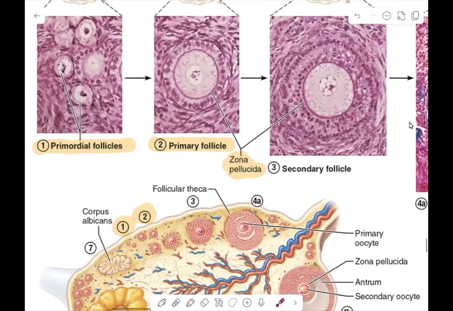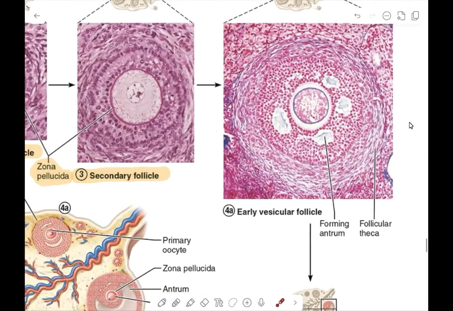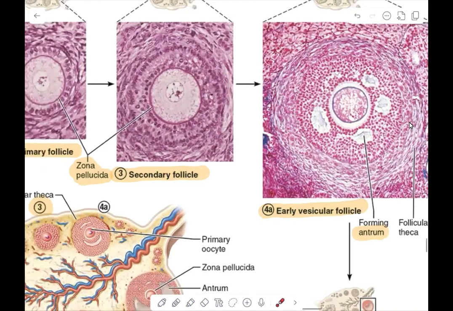Number 3 here is the secondary follicle. So it's getting a little bigger. There are multiple layers here of granulosa cells. And then in 4A, right here, we have an early vesicular follicle. It's called this because there is this antrum that starts to form, and we have a different type of cells that are out here. But that is still surrounding the primary oocyte. So it's still arrested or paused in prophase 1.